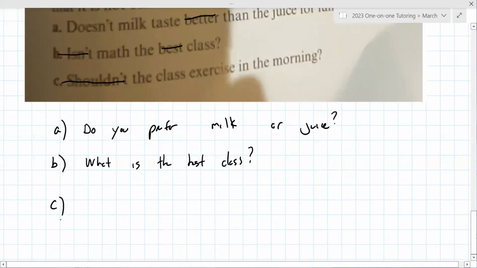C is kind of an interesting one. When is the best time to exercise? Are you, do you like to work out? You more of a morning or evening workout person? So I'd say evening.